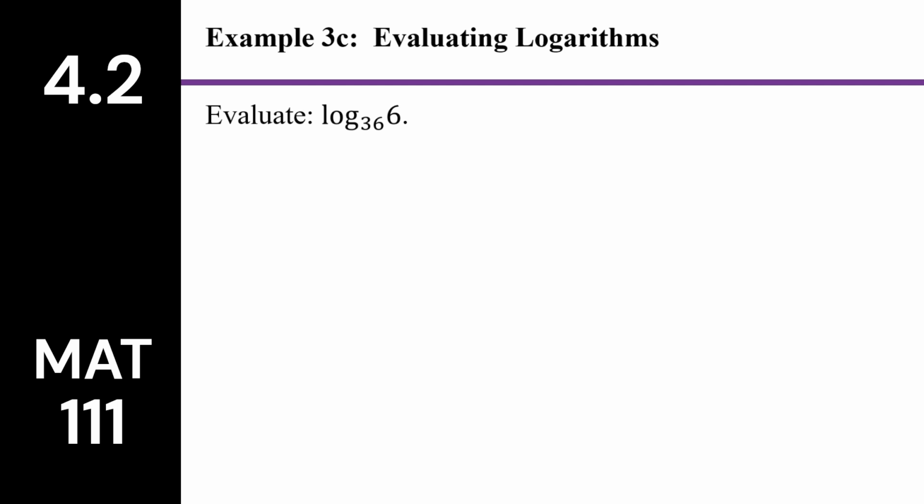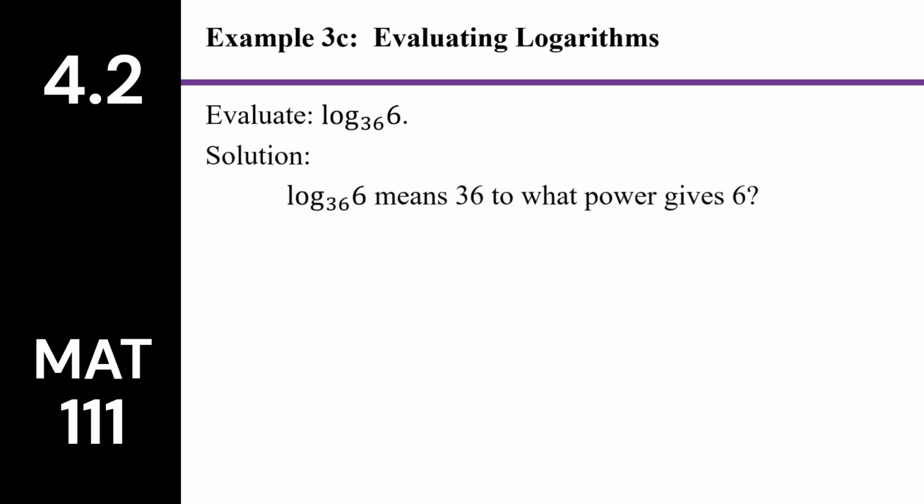In this next example, we have the log to the base 36 of 6. This means 36 to what power gives us 6? Now, if you go into this one too quickly, you might think the answer is 2. But it's 6 to the second power that gives us 36. We need to know what power we have to raise 36 to get 6.